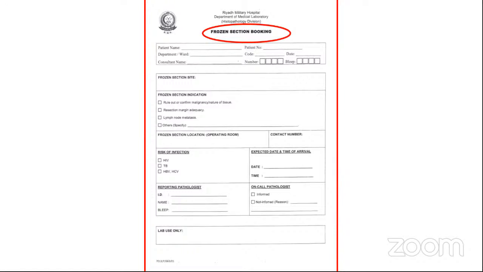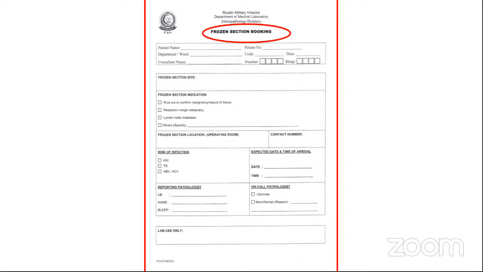So this first form is a frozen section booking. The first part shows the patient's name, department, consultation, and file number. So we have patient information, frozen section site, and frozen section indication. Is it to rule out malignancy, to determine the nature of the tissue, to resect for adequate margin or assess for adequate margin, or lymph node metastasis? And we want to know the location, which OR, and the phone number.